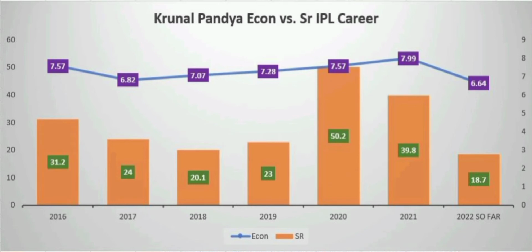This season, however, there has been a transformation. His economy rate is not even touching 7. 6.6 is magnificent, but look at that strike rate. It has come down to 18, which essentially tells you that he is giving you a wicket almost every game for Lucknow Super Giants, which is brilliant. And he's also bowling his full quota of 4 overs more often than not. So that is a huge change for him.